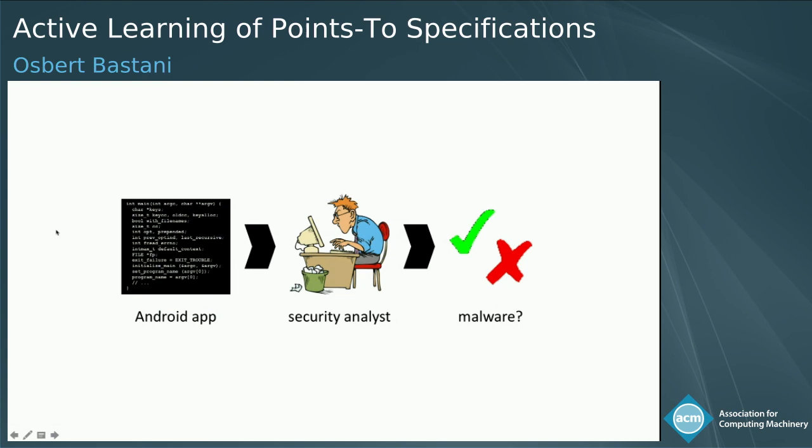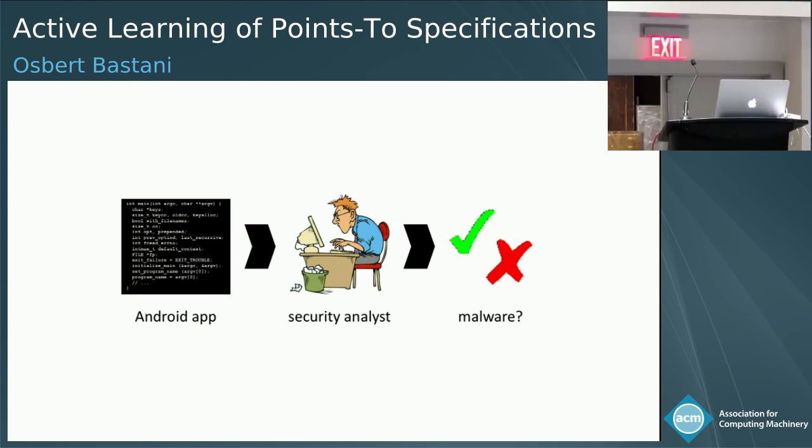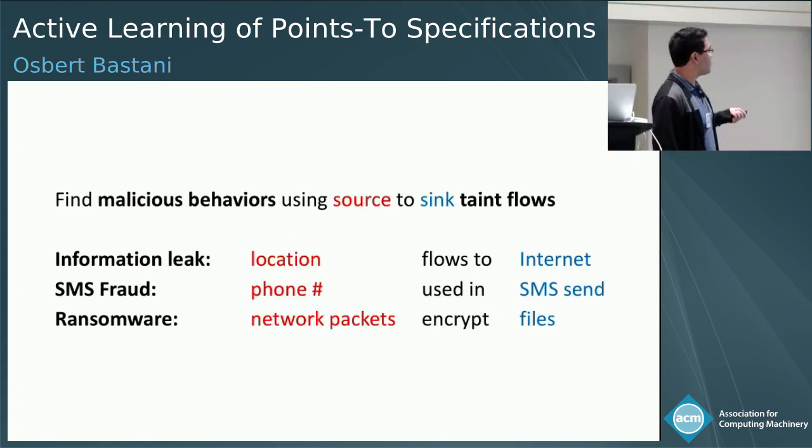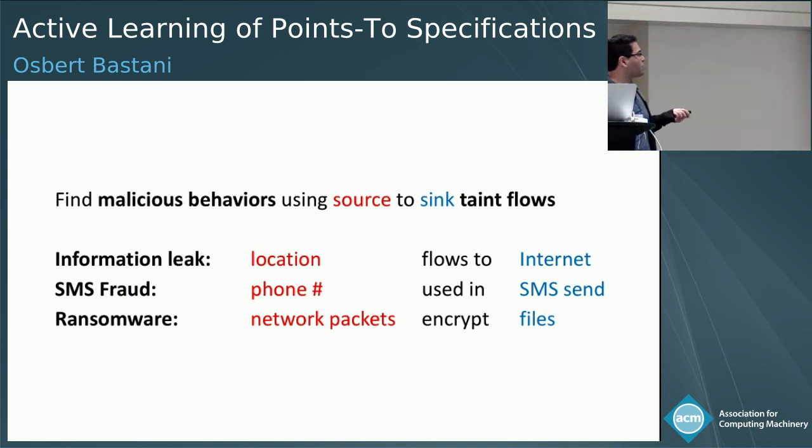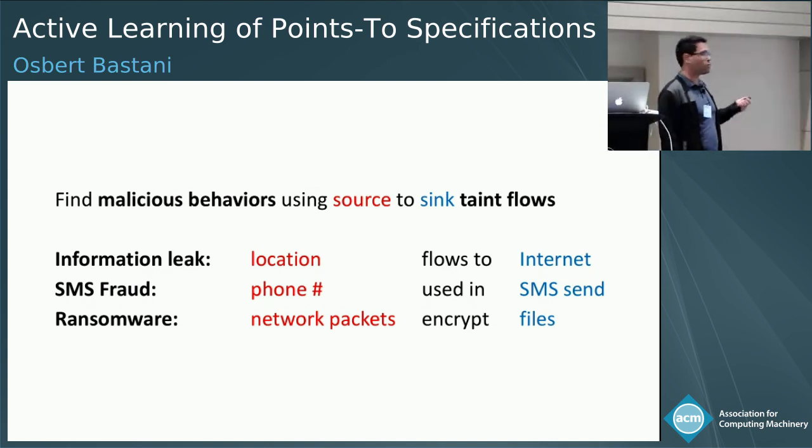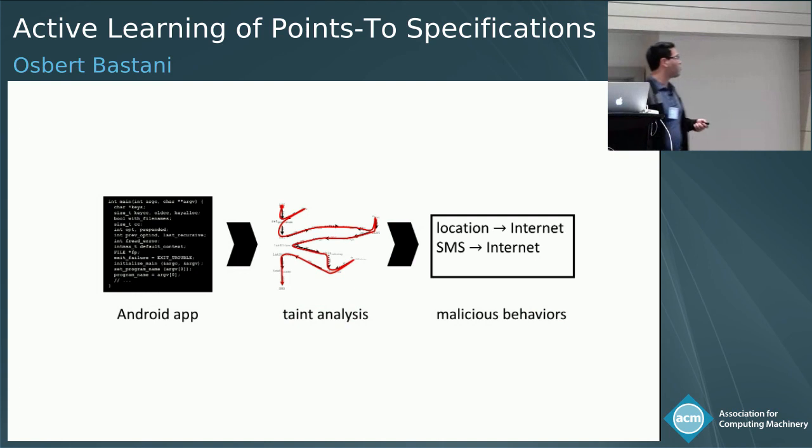Just as a motivating example, suppose that a security analyst is trying to determine whether an Android app is malicious. It turns out we can characterize a lot of malicious behaviors by using source-to-sink taint flows. Therefore, we can help the security analyst with his job by taking an Android app, running a static taint analysis on the app, and finding a bunch of potentially malicious behaviors, which the security analyst can then use to determine whether or not the app is malicious.